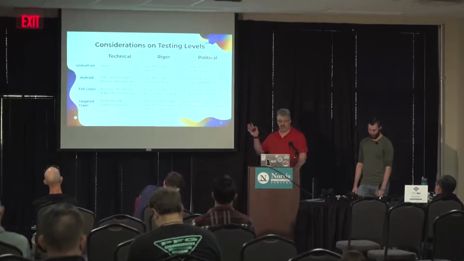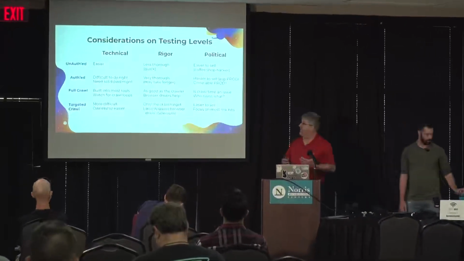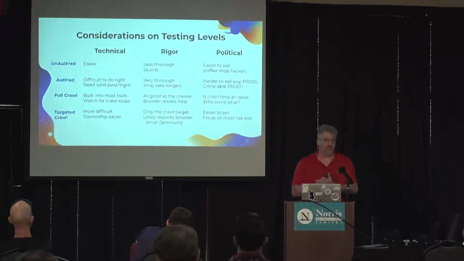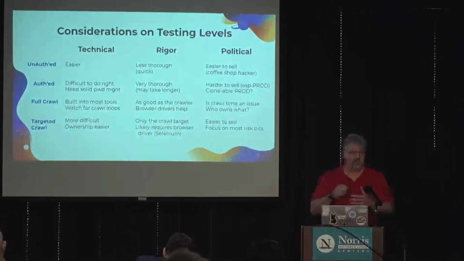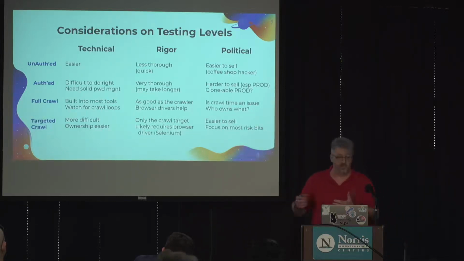So let's talk about some more of the rigor and considerations to take. Obviously unauthenticated is way easier. It's going to be less thorough, which has the upside of being quicker, and politically speaking, it's much easier to sell. An unauthenticated scan is something I could do from a coffee shop to any website, so you're not adding any more scariness to what you have just in the fact that you have the thing sitting on the internet, right? So that should be politically pretty easy to sell.